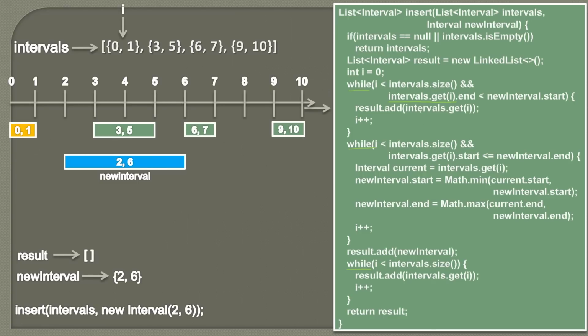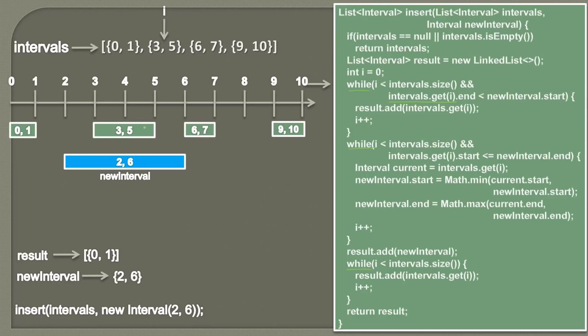And we can simply skip this element and add it to the result list because this won't get affected by insertion of this new interval. So 0, 1 becomes part of the result. Now we will increment I. I will come to the index 1. So I is less than intervals.size, which is 4. Intervals.get I, which is 1, which is 3, 5.